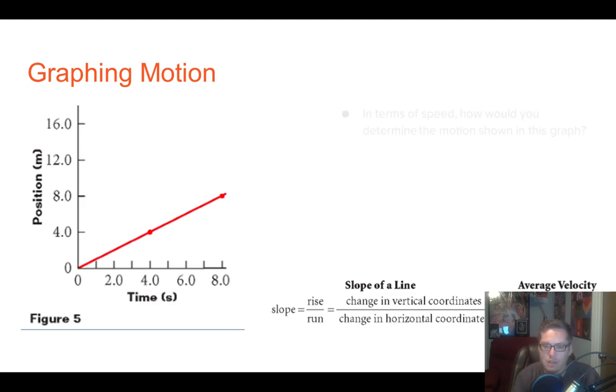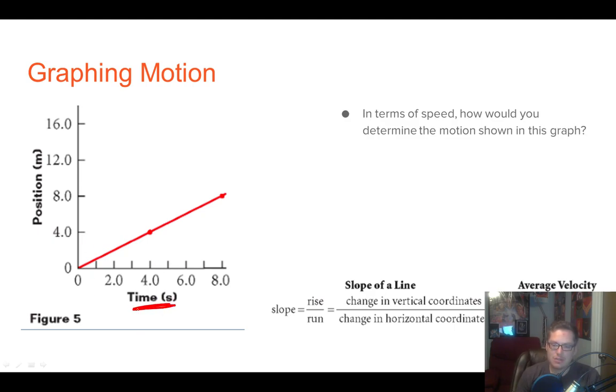So graphing motion. When we're graphing motion, we're always going to put time on the horizontal axis. Time always goes down here. And in this case, we're going to talk about position. The way you read this is, whatever this motion was, this object at 2 seconds had gone 2 meters, more or less. At 4 seconds, this object had gone 4 meters. At 8 seconds, it had gone 8 meters. So it's pretty easy to read that graph.